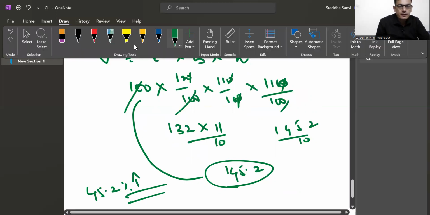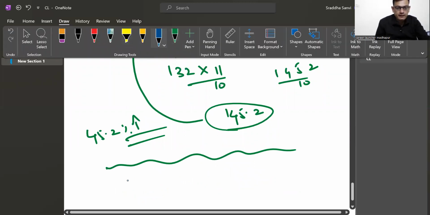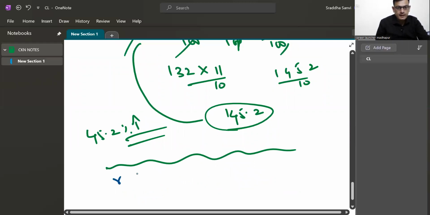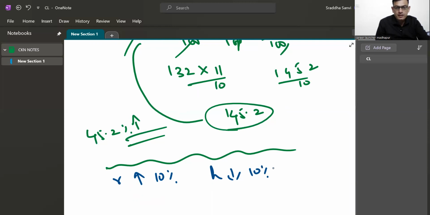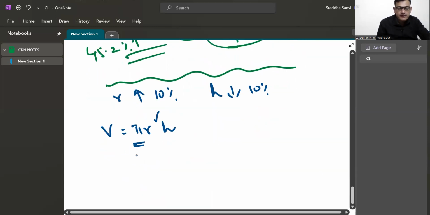We also have another question wherein, in case of a cylinder, the radius increases by 10% and the height decreases by 10%. We are asked to find the change in volume. Volume of a cylinder, we are talking about pi r squared h. Pi anyway is a constant. It will not depend on any variable here.